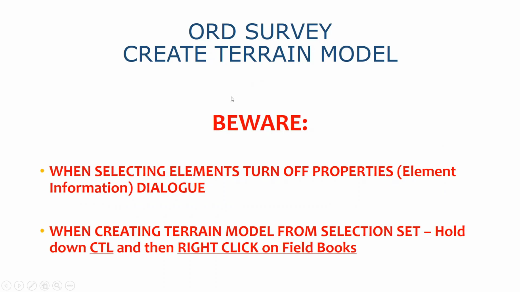One thing I want you to be aware of before I give you a quick demonstration of models is when selecting dialogues, turn off the properties dialog box. When creating terrain models from selection set, you have to hold down the control and right click on Fieldbooks. You really want to make sure you turn off the properties dialog box, because there are so many thousands of properties. If you select a whole lot, for some reason that property box being open will drag it down to a crawl. But if you don't leave that property box open, it'll be very quick.